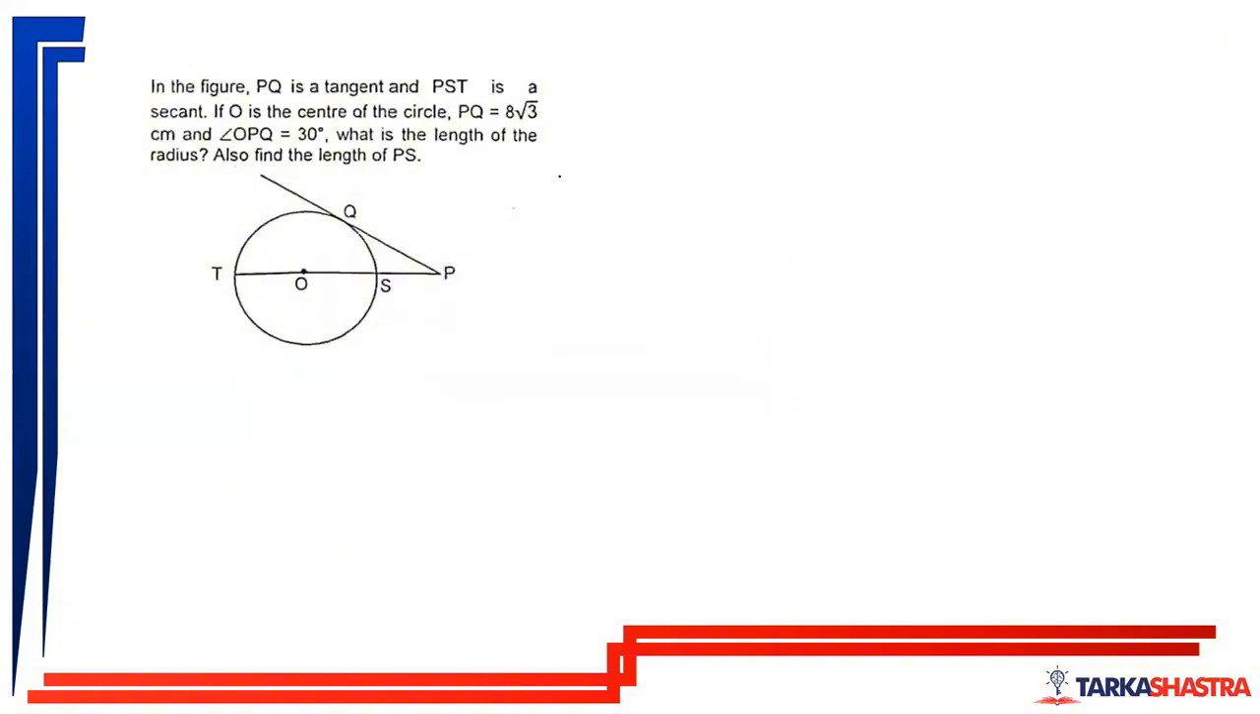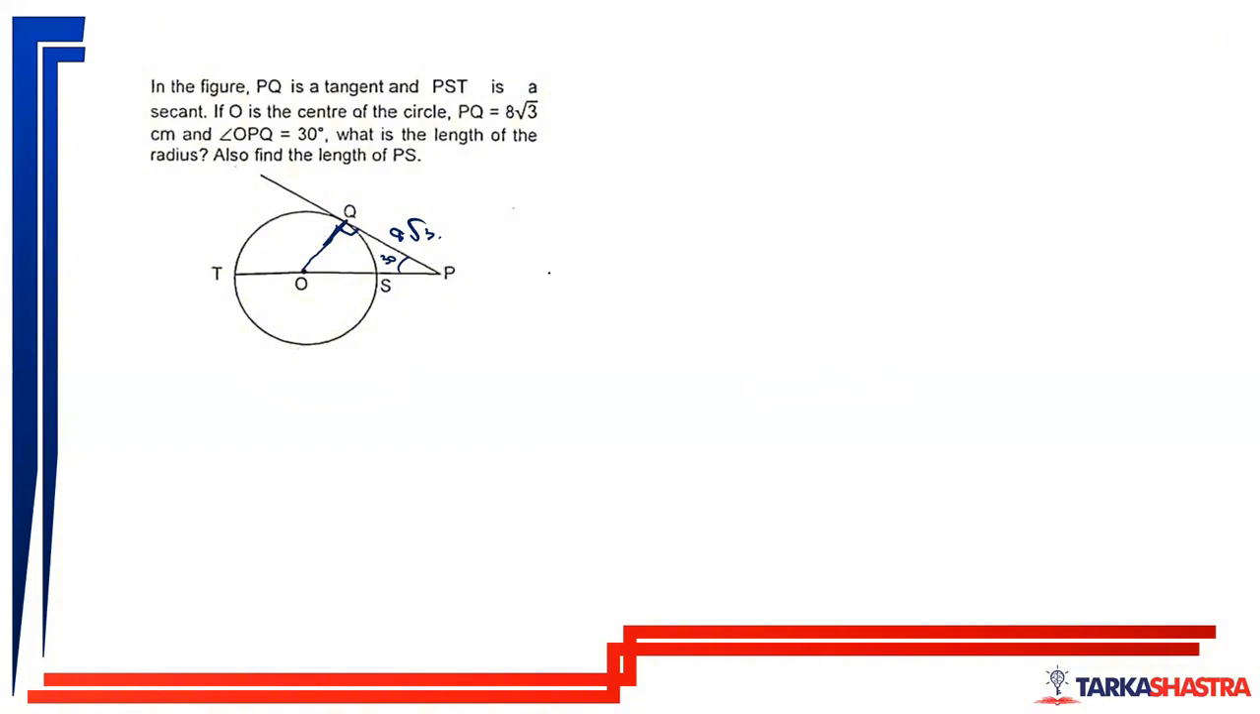Moving forward. In the figure, PQ is a tangent and PST is a secant. O is the center of the circle. PQ is 8 root 3. OPQ is 30 degrees. What is the length of the radius? So let us join this. This will be 90 degrees. Why? Because the radius is perpendicular to the tangent at the point of contact. This is the property which we have.